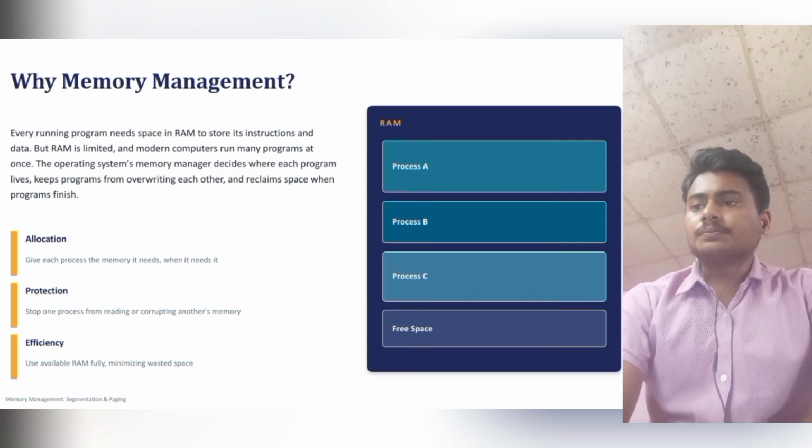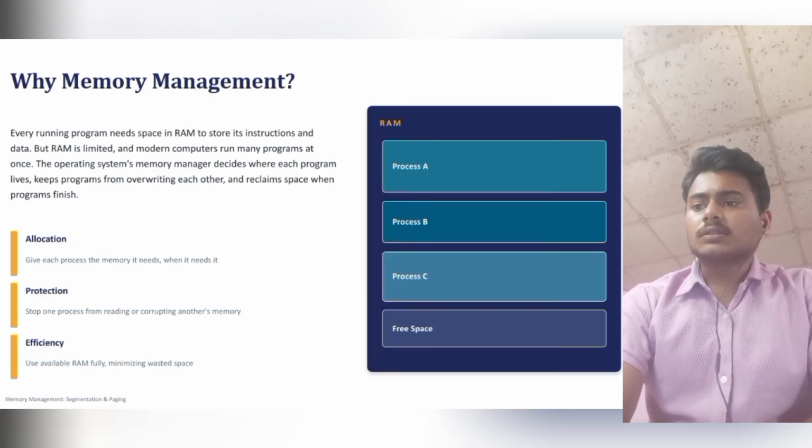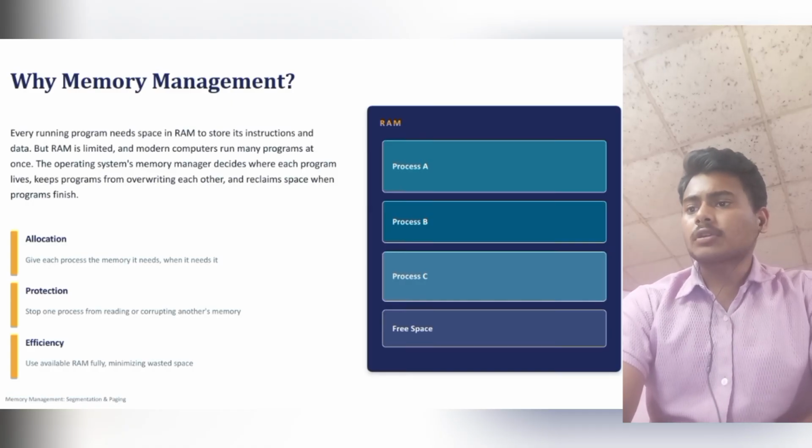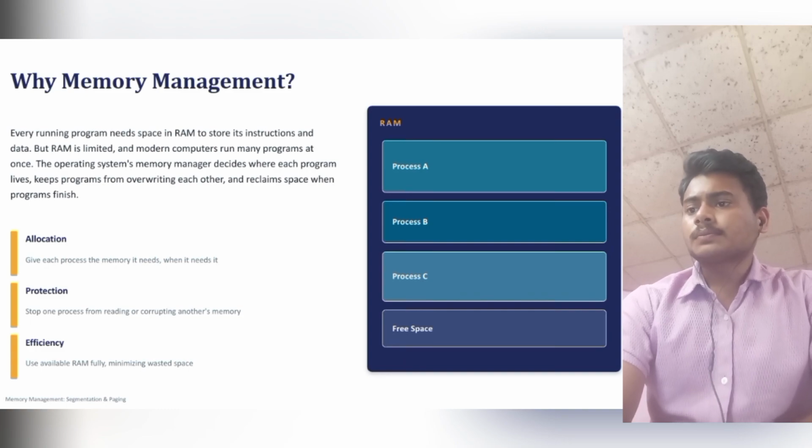Our slide number 3. Why memory management? Every program that runs on your computer needs space in RAM. It needs room to store its instructions and its data. But RAM is limited, and your computer isn't running just one program, it is running multiple programs at a time. So someone has to manage all of that space. That's the job of the operating system's memory manager.